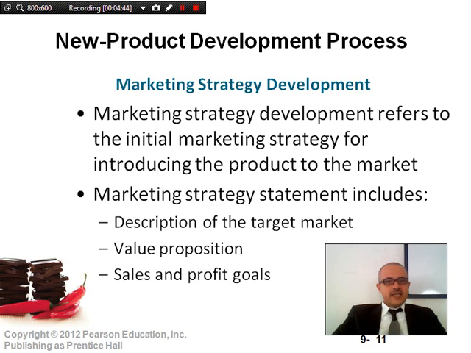Marketing strategy is once you have the product and the concept and you think it's a good concept, then you need to have a marketing strategy development, which refers to the initial marketing strategy, how this product will be introduced to the market. Marketing strategy statements will include a description of the target market, what is the value proposition, and what sales and profit goal.